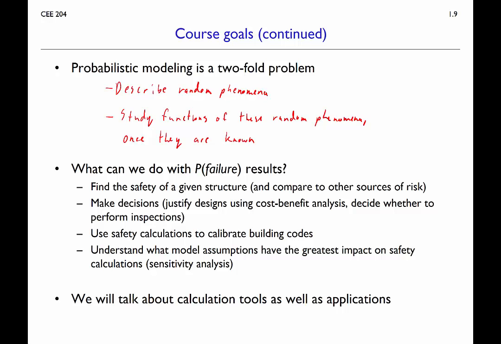Okay, so we'll talk in this class. We're going to do calculations and develop the tools for performing these calculations. Then we'll also use those calculations to try to make decisions in some example applications. So those will be the types of problems we're trying to solve here in this class.